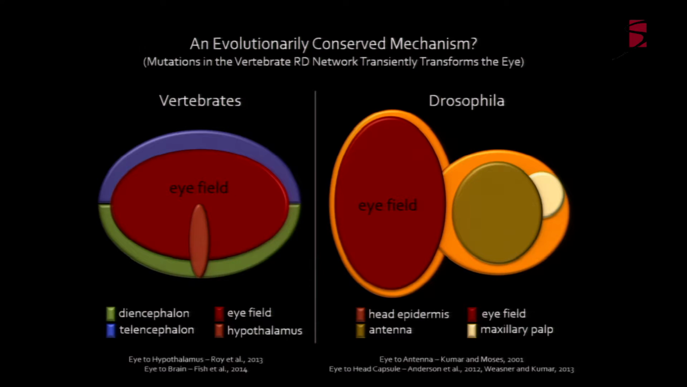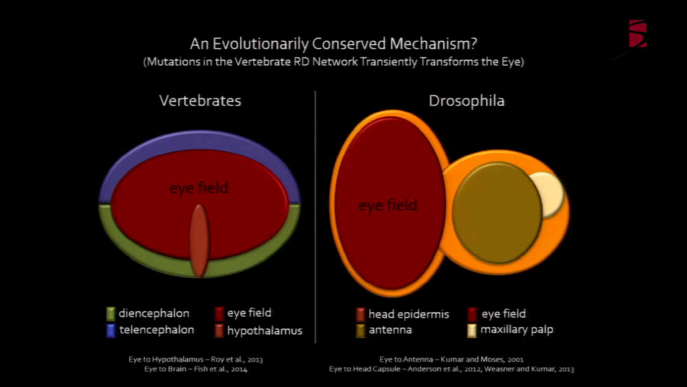And so kind of thinking about whether there is actually some conservation of this mechanism across time, there's been some really nice reports in the last couple of years showing that if you mutate the vertebrate retinal determination network in frogs and fish, you can get them to actually transiently express genes that are specific to the hypothalamus or the diencephalon and telencephalon. Now, those particular retinas won't transform into parts of the brain or the hypothalamus. Those cells will just die out. So that's a difference between flies and the vertebrate system. But at least this de-repression seems to be a sort of common mechanism.